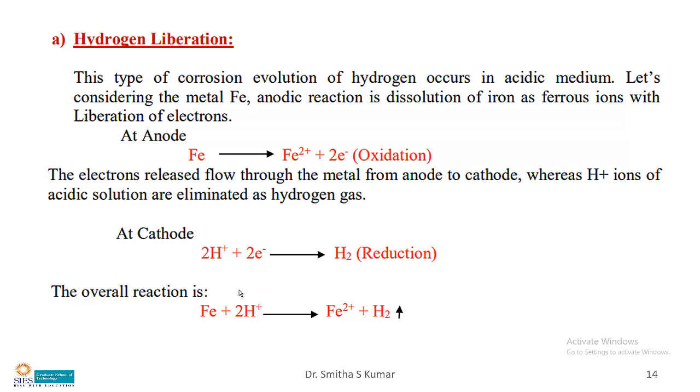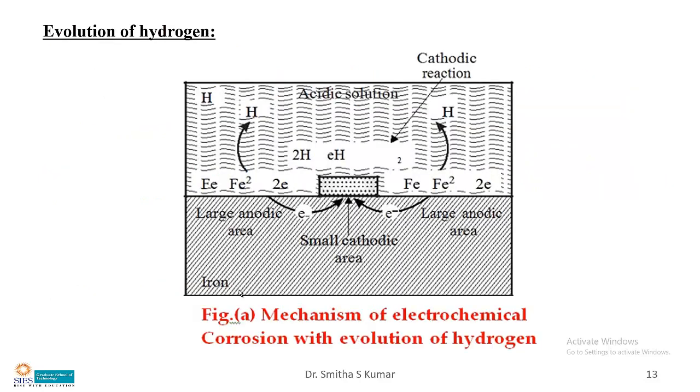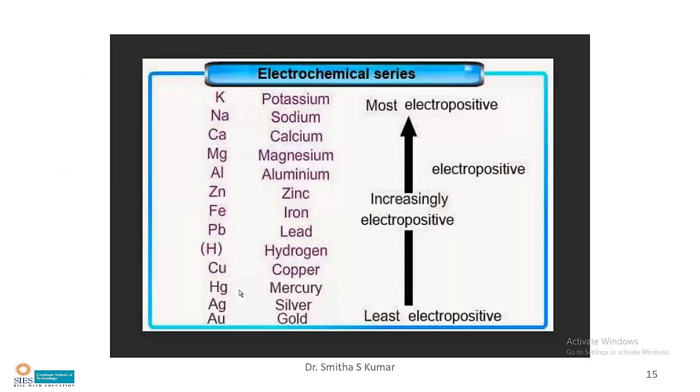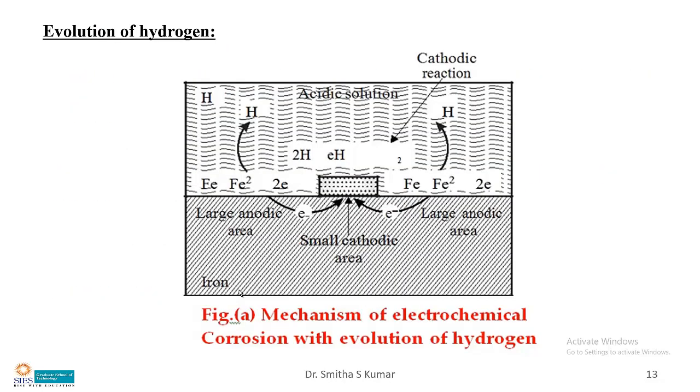This type of corrosion causes displacement of hydrogen ions from the acidic solution by metal ions. As we can see in the electrochemical series, all the metals above hydrogen in the electrochemical series have a tendency to get dissolved in acidic solution with simultaneous evolution of hydrogen. In evolution of hydrogen mechanism, the anodes are usually large areas whereas cathodes are small areas.